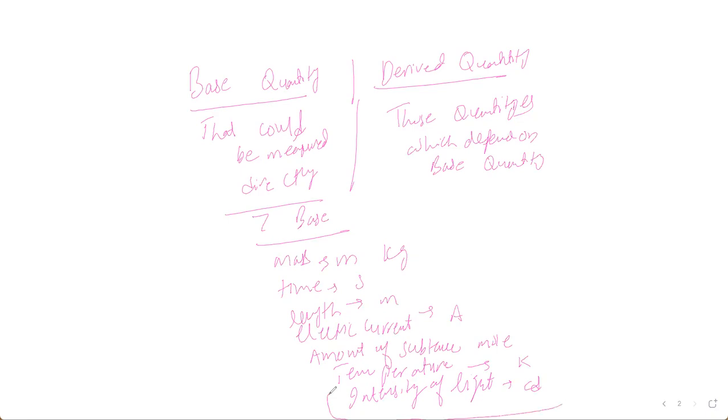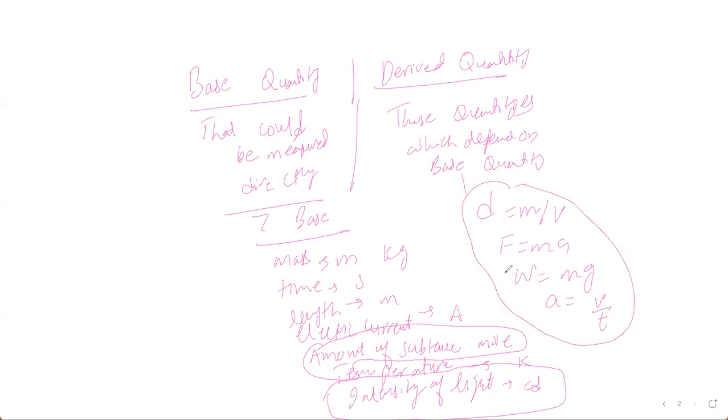This is a unit that we're not going to use for IGCSE or O levels, but this you have studied in O levels, in chemistry. The rest of the units you have used so far. And derived quantities, for example, density. Density is equal to mass over volume, or force is equal to ma, weight is equal to mg, and so many others. Acceleration is equal to velocity over time. All those quantities which depend on other quantities for their measurements are known as derived quantities.